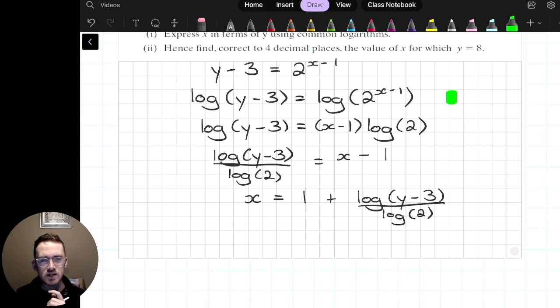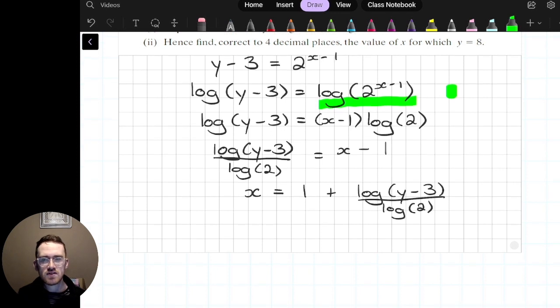The reason we had to move the 3 first was so that we could end up with this situation here, with the log written like this of 2 to the power of x minus 1 without that 3, because once we have it written in that form, we can rewrite it as we have done in the next line. Then we're remembering again that a log is a power, it's a number. We can divide across by them. And then just rewriting, we've written x is equal to 1 plus log of y minus 3 over log of 2.